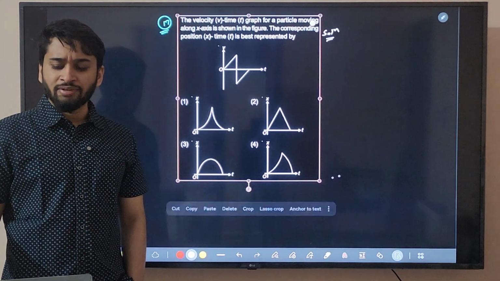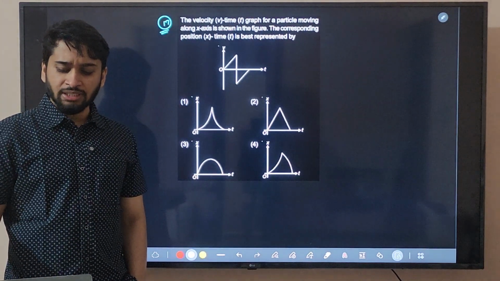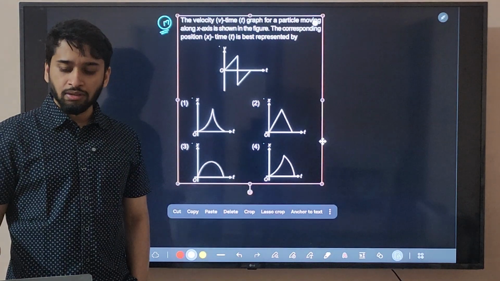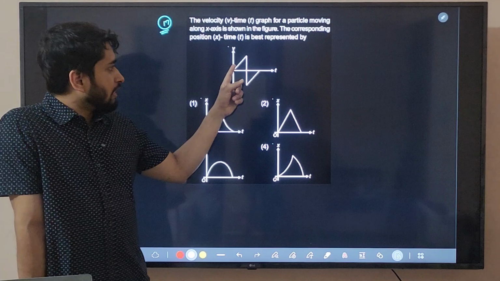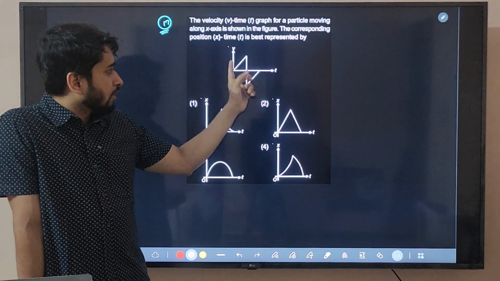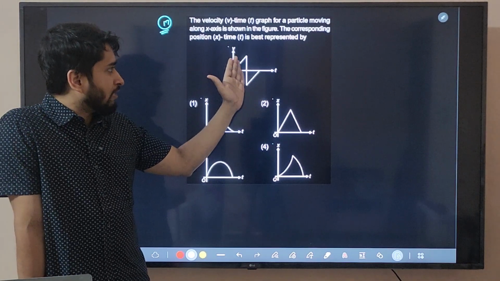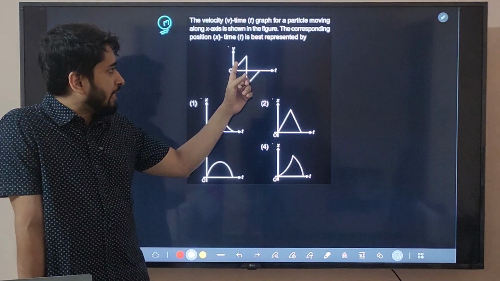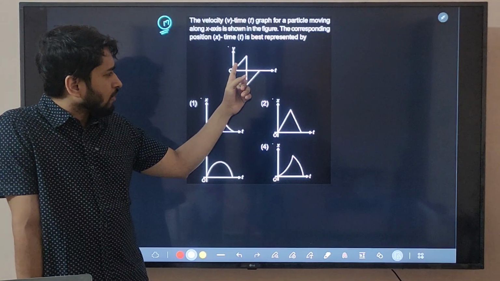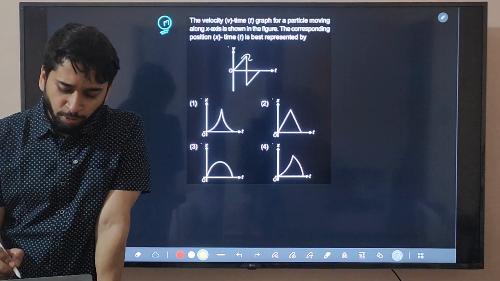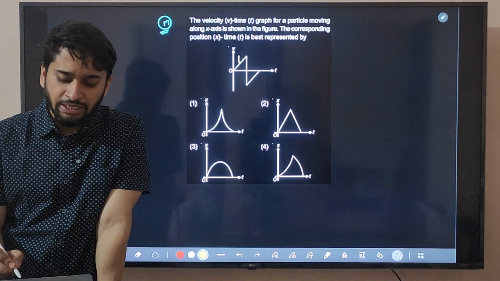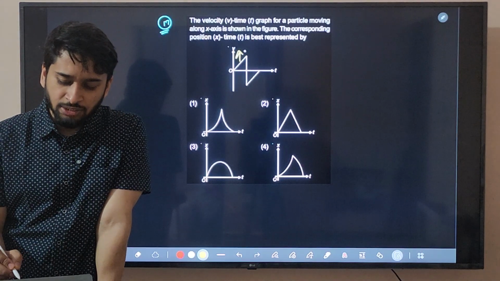Fine. So we can solve this question from the graph itself. Let us have a look here. This is the velocity time graph, this part and this part. So what can we say here? Initially, in this part, velocity is positive and it is increasing at a constant rate. So here the acceleration is positive.